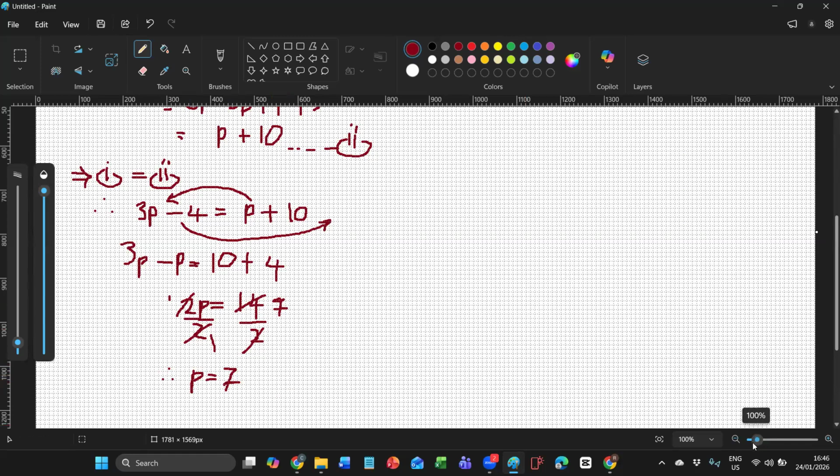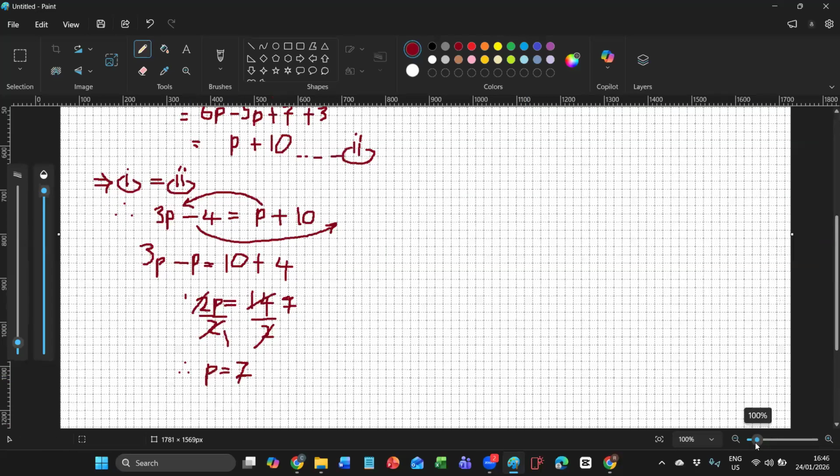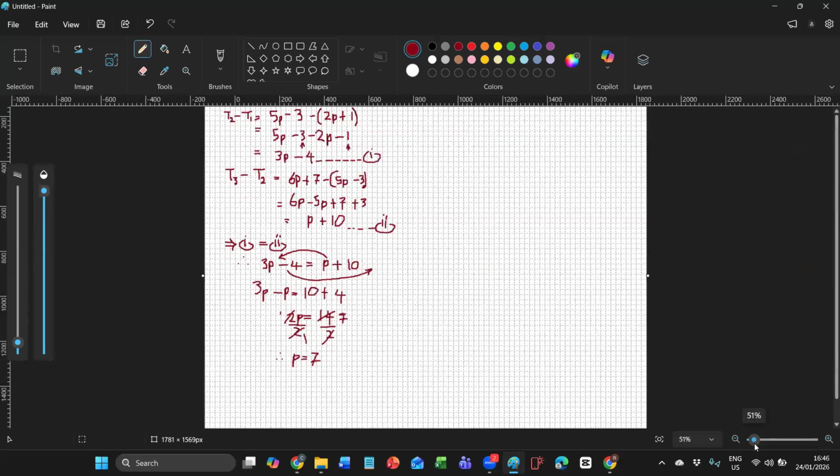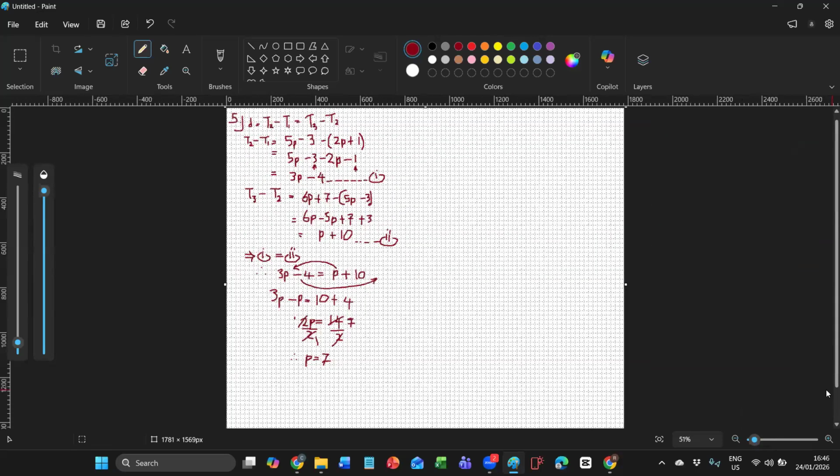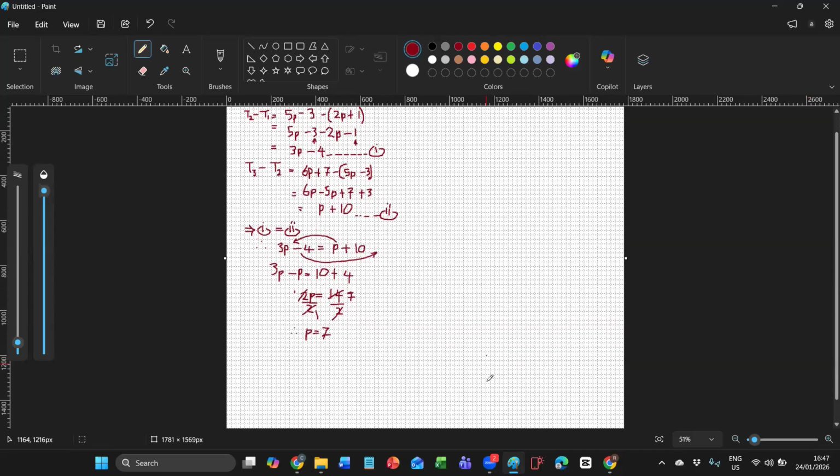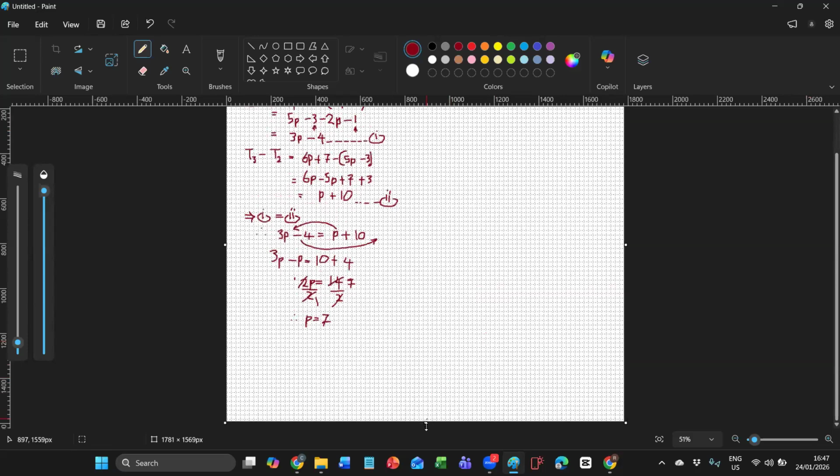Let me zoom out so that we can... Oops, I don't want too much. Okay, can you see it? Yes. You want me to do it? Screenshot. I've screenshotted. Okay, cool.